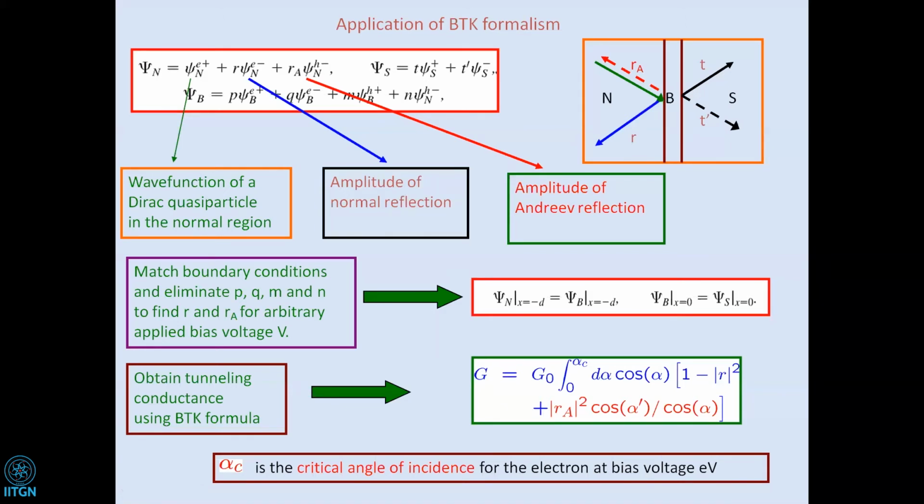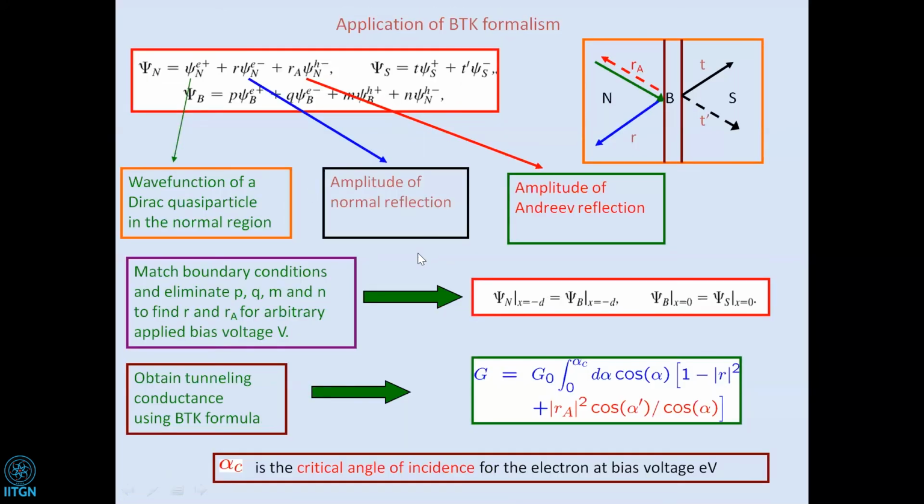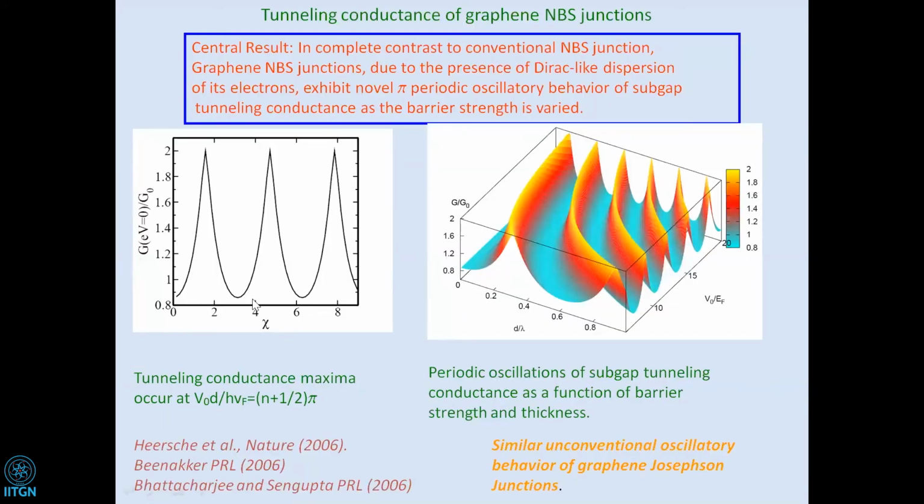So how does this conductance look? Now, what do I expect? As I change my gate voltage, which is this Vg, as I increase it, for standard electrons, I'm going to get a monotonically decreasing function of the barrier strength. Okay. However, what we found is that in complete contrast to all known results for Schrodinger electrons, graphene electrons essentially show a pi periodic oscillatory behavior. Okay. And that was what we looked at.